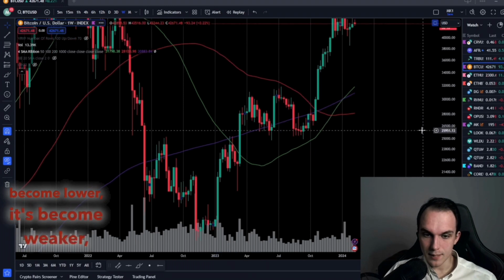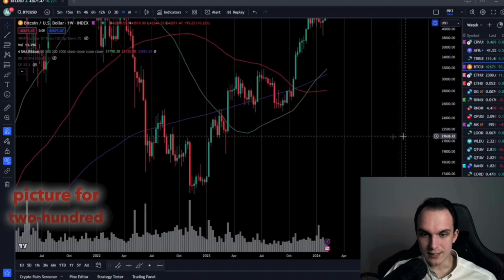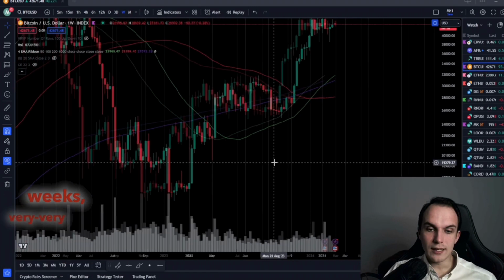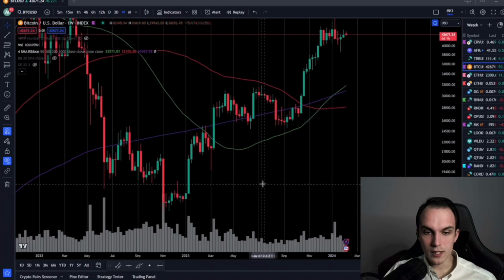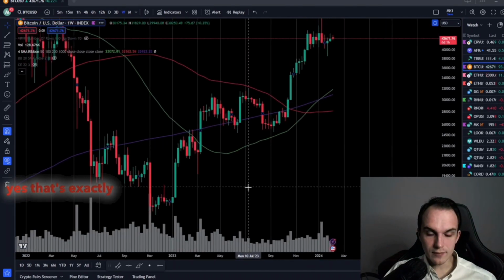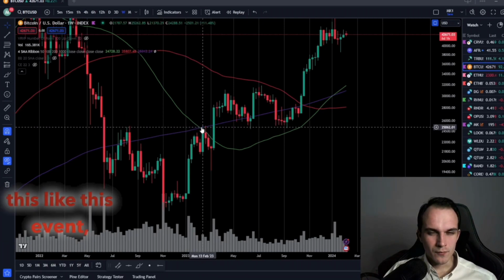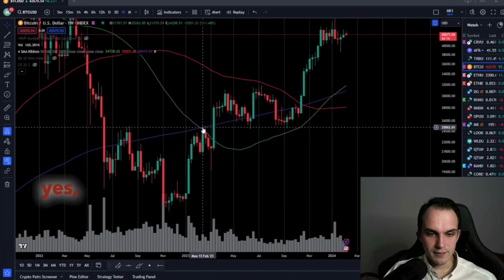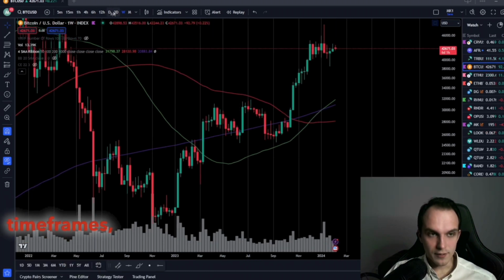It's become weaker. So, to speak of the overall picture: the overall picture for 200 weeks, and for 50 weeks, very weak. It signified that kind of fall, and that's exactly what happened. That is this indicator and this event. It's a deferred indicator. You can't simply judge by it, but it's present on all time frames.